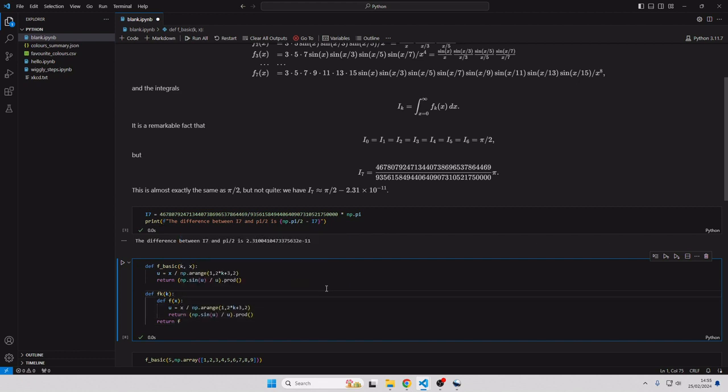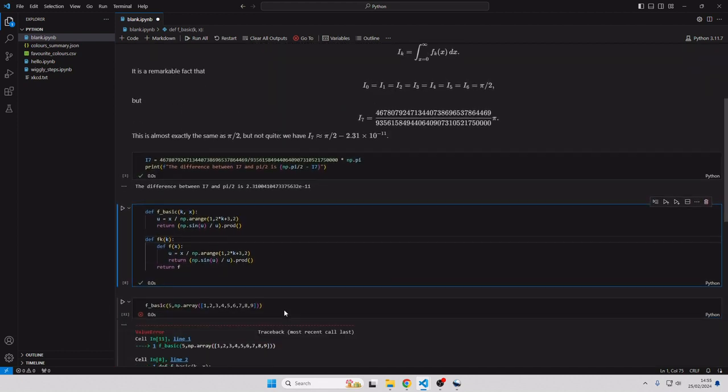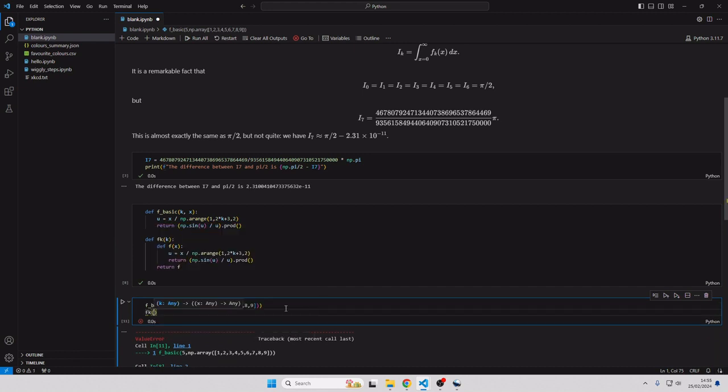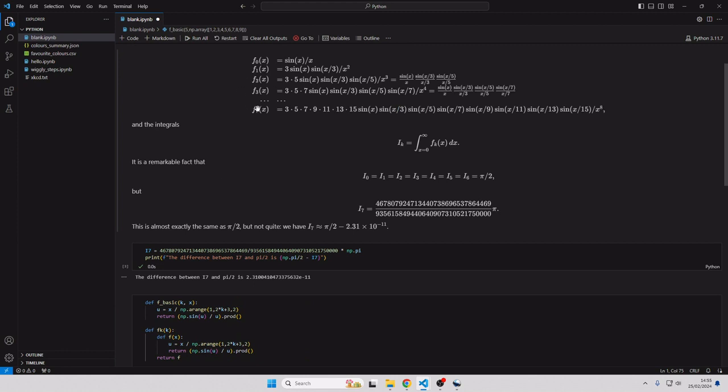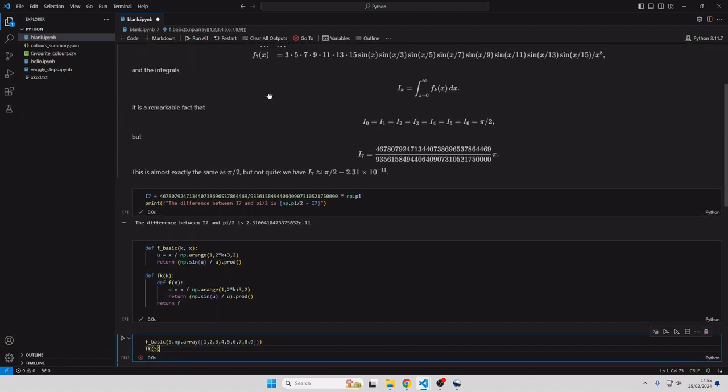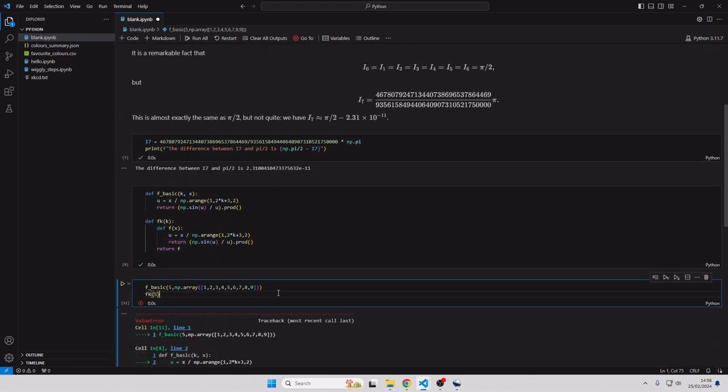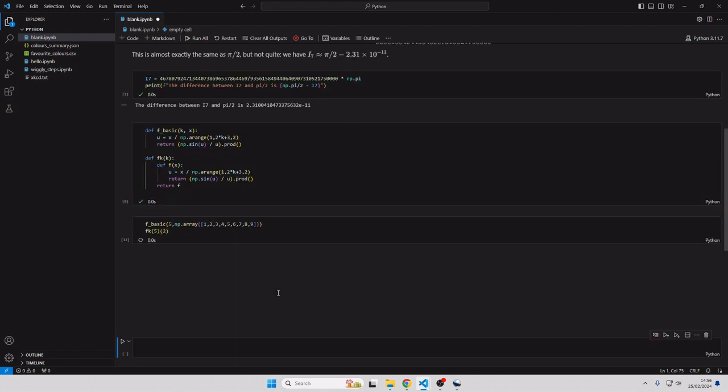So this is a function that creates a function, which just takes a little bit of getting used to, but it's pretty much the same as in the standard mathematical notation. So now the equivalent of this is fk5, that just means f5 as we had up here, and then we can apply f5 to 2 or whatever you like.